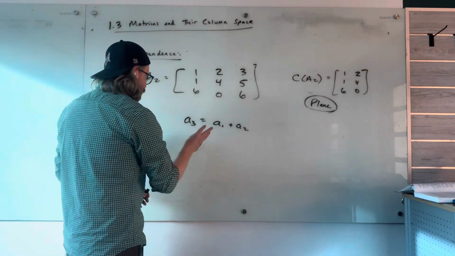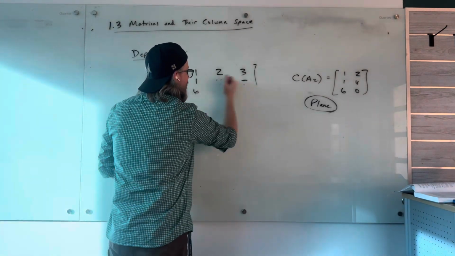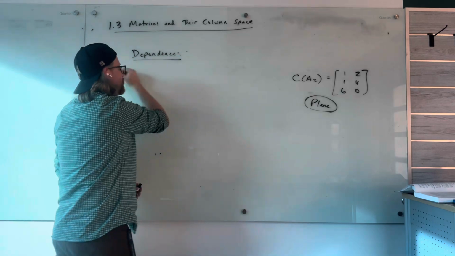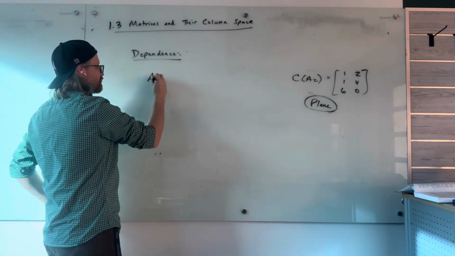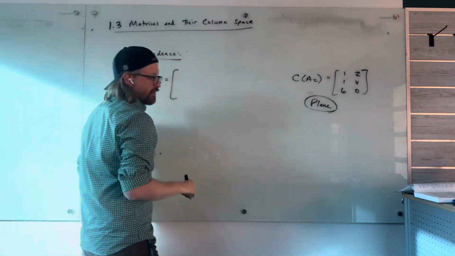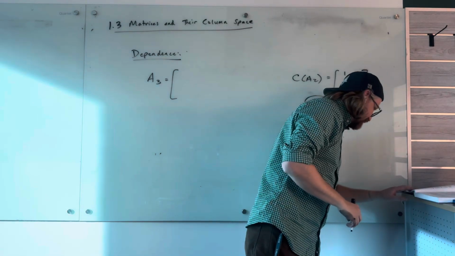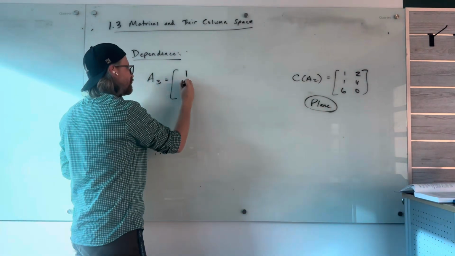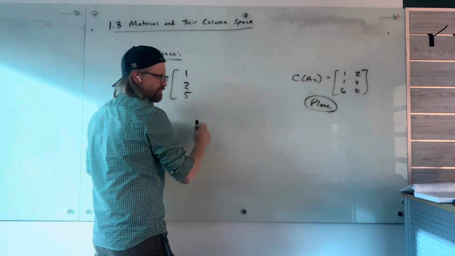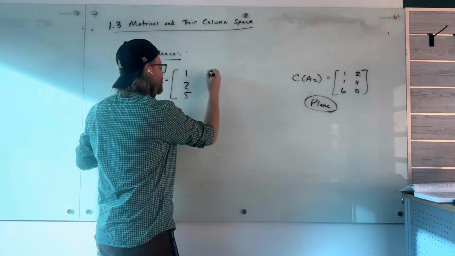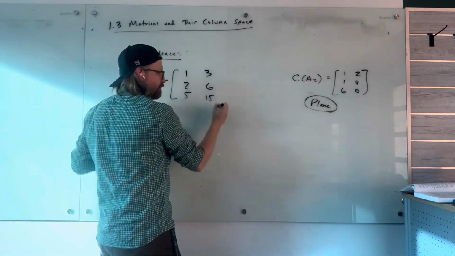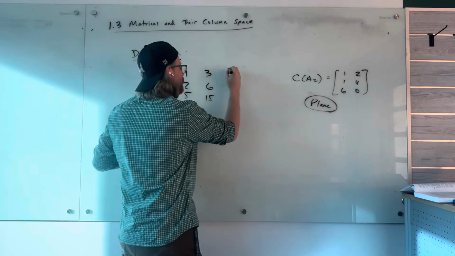Now in the third example, we'll see what happens in an extreme case of dependence, for A3. The matrix that is given is 1, 2, 5. And then the next one, 3, 6, 15. And then the last column, 4, 8, 20.